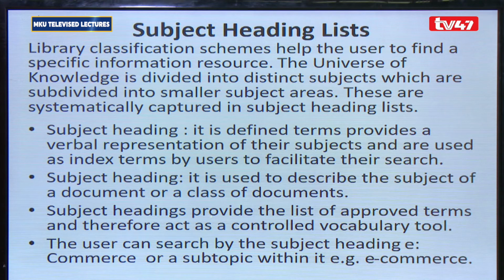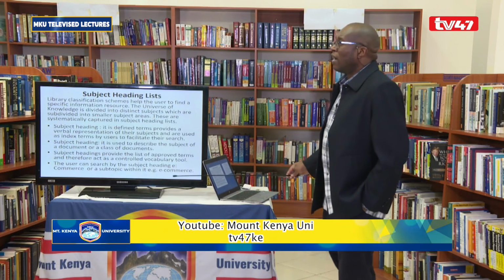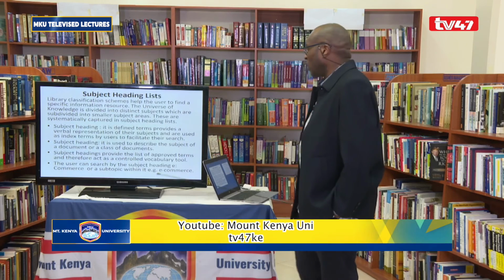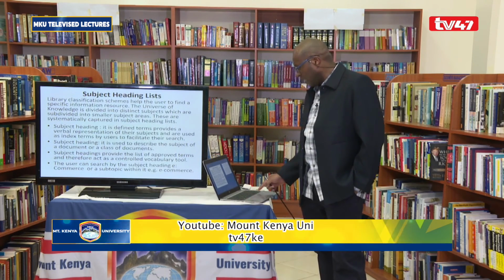And that's why it's called a controlled vocabulary tool. So you drop those other terms and you use the term that is suggested by the subject heading list. The user can search by the subject heading for a subject such as commerce. And then the subject heading list will also go into the smaller aspects of commerce, for example, e-commerce and so on, and it tells you how you should represent it.